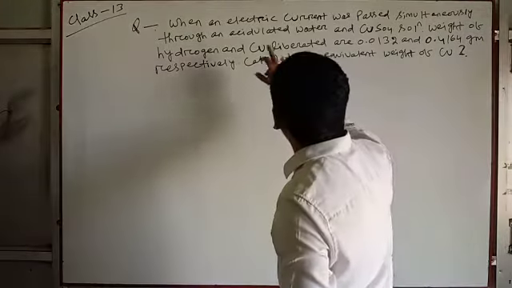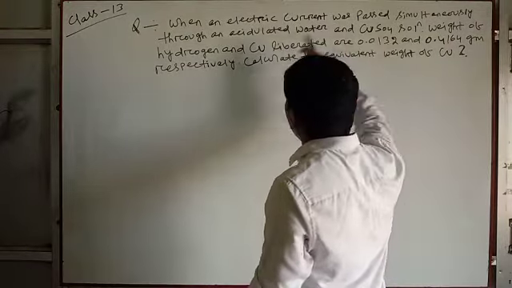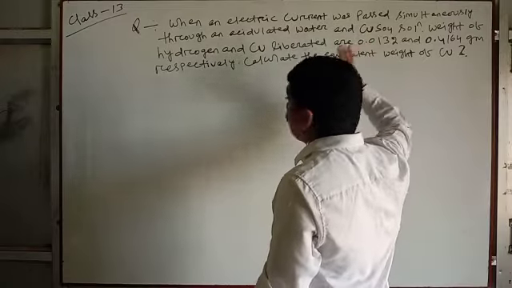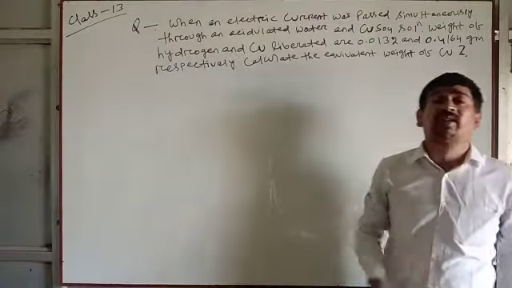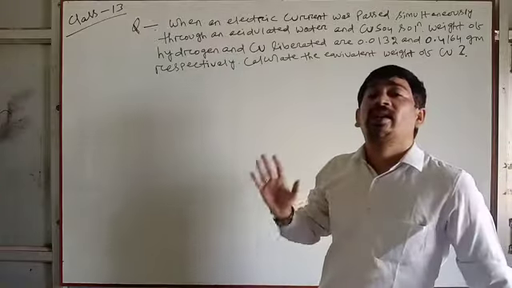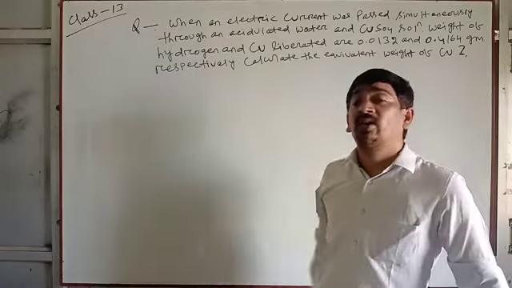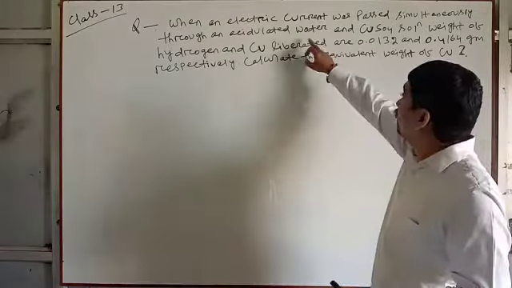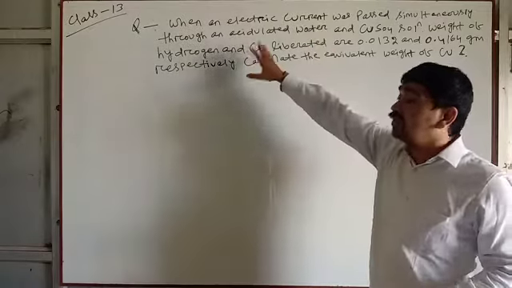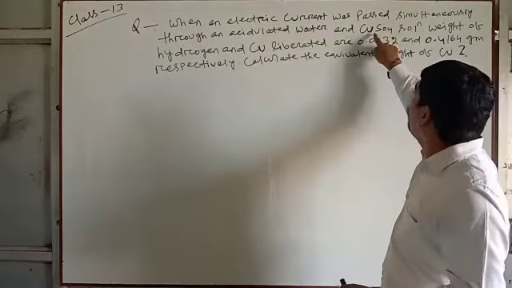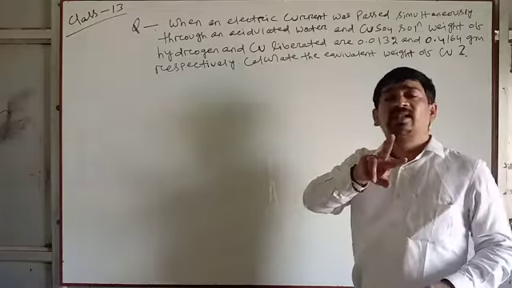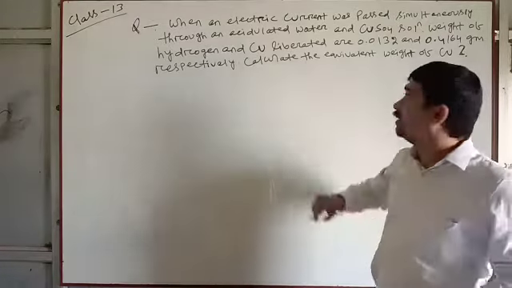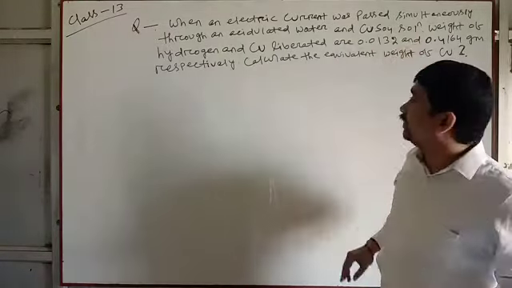Look at this question. When an electric current was passed simultaneously through an acidulated water and copper sulfate solution, there are two electrolytic solutions. What are these two electrolyte solutions? One is acidulated water mixed with sulfuric acid, suppose. Another is copper sulfate. One is H2SO4 solution, another is copper sulfate solution.